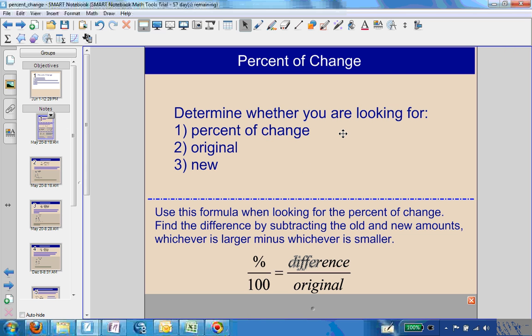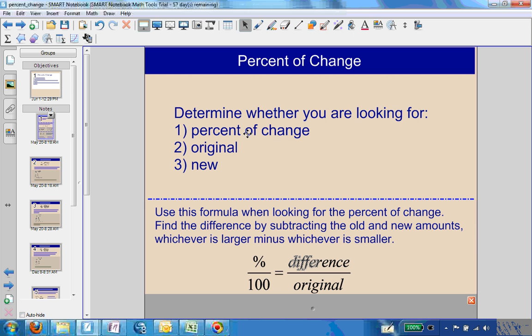In this section, you're going to learn about percent of change. This is when you have some amount and it increases or decreases, and you want to see by what percent it increased or decreased. Now what you're looking at is the percent of the original and how much the percent of the original increased or decreased.